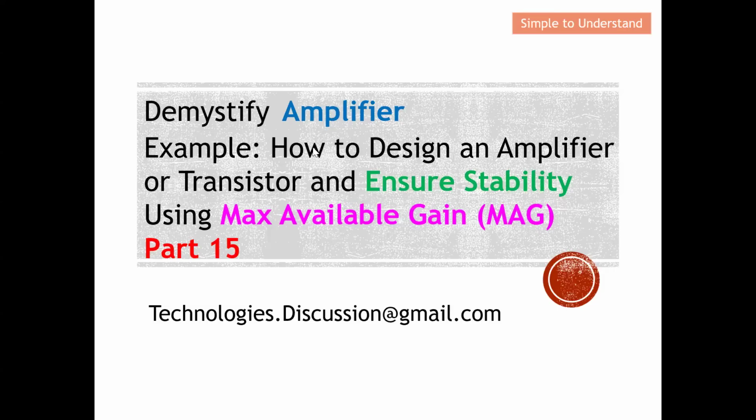Today, I'd like to continue the discussion on amplifier. For this video, I have some examples to show you how we can design an amplifier or transistor so as to ensure that they remain stable, using this way to calculate the gain, which is the maximum available gain. So basically, this video's objective is to show how you can successfully design an amplifier or transistor, ensure that it remains stable, and find what the maximum available gain is that you can achieve from this design. This will be part 15 of the series discussion on amplifier.